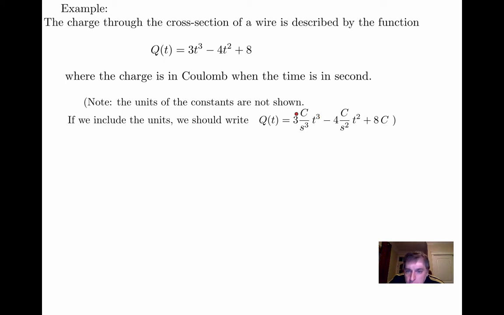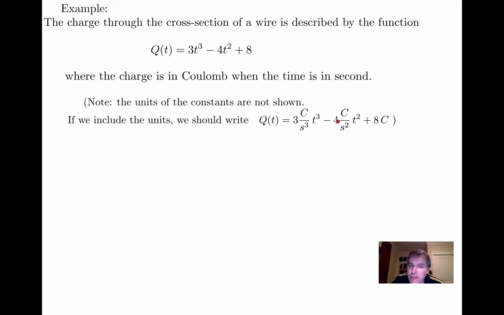So look at this equation here. When t is in second, t cube is in second cube. So the 3 here must have just the right units that when you multiply by a time cube, you get something in Coulomb. So the 3 here is really in Coulomb per second cube. If you plug t equal 5 seconds, the units of t cube, second cube, cancel the second cube here, and you're left in Coulomb, which is what we want.